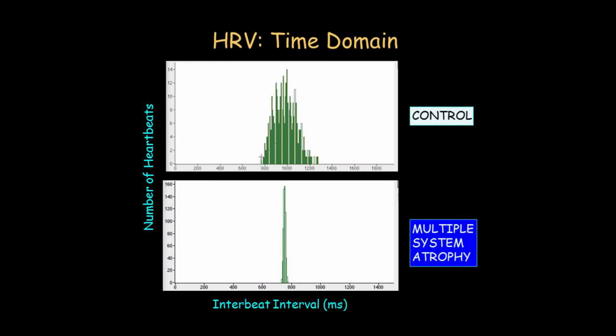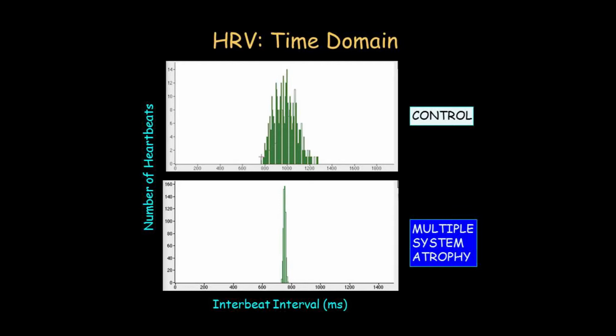Another test that's done is heart rate variability. Heart rate variability in the time domain just means how much does your heart rate change over time. A constant heart rate is bad. You don't want a constant heart rate. You want a heart rate that goes up a little bit when you take a slow, deep breath in and goes down when you breathe slowly out. That's called respiratory sinus arrhythmia.